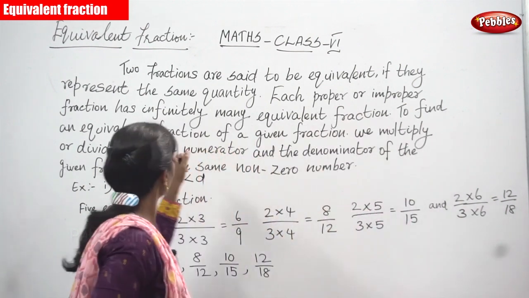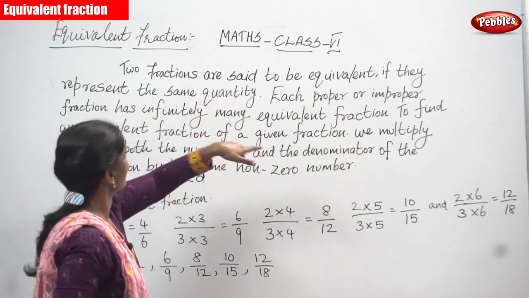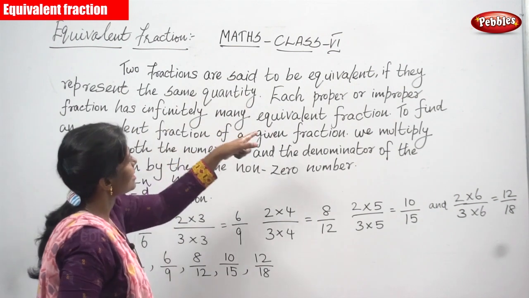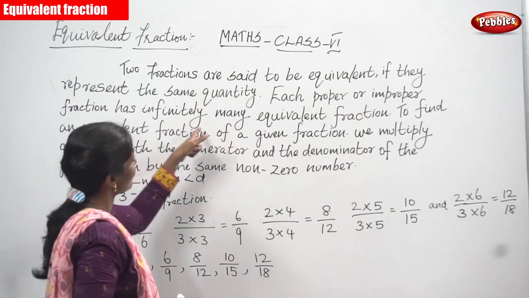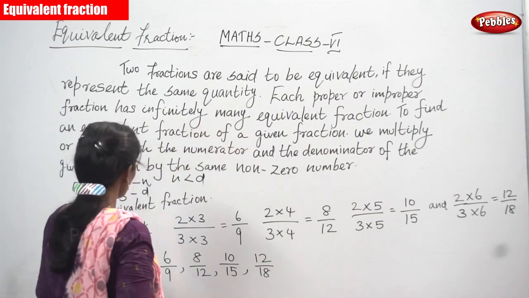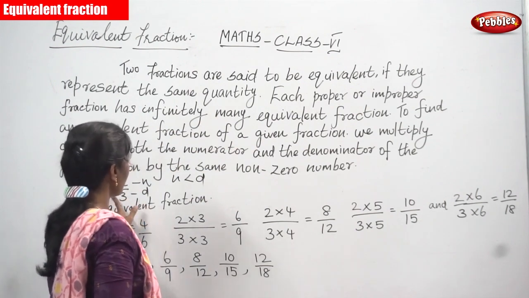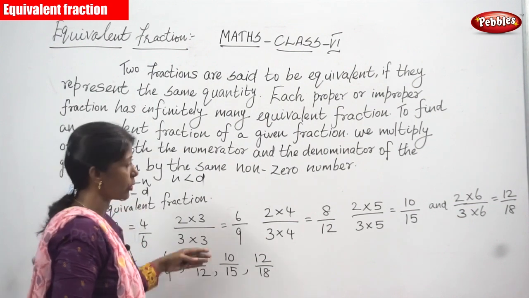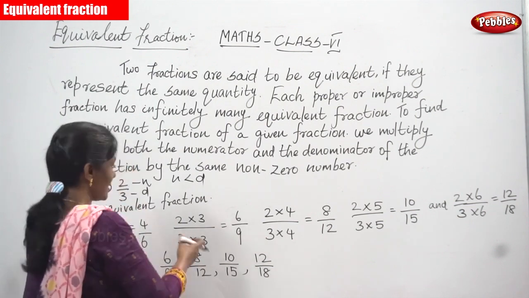And I told you already, two fractions are said to be equivalent if they represent the same quantity, and each proper or improper fraction has infinitely many equivalent fractions. We have taken only one fraction, a proper fraction, and we are going to find its equivalent fractions. This is an example. So let's start the sum.